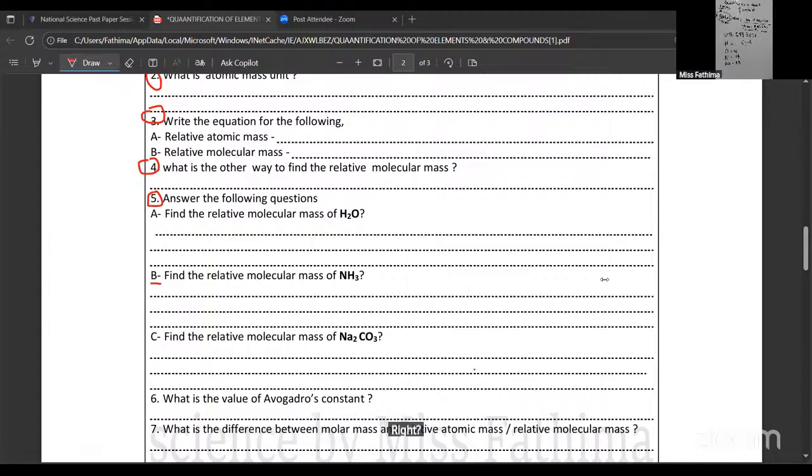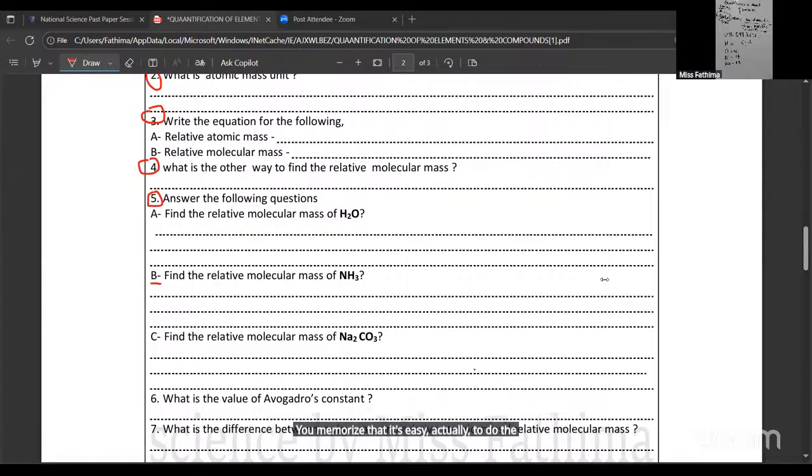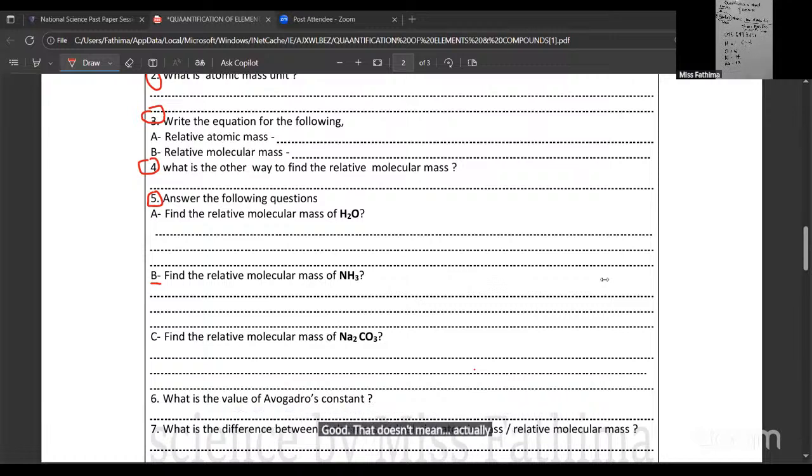If you have gone through a past paper, you can see them. Even in the MCQ, they used to give. So you don't have to worry. You memorize, and it's actually easy to do the question. But anyway, that doesn't play a major role. That doesn't actually impact. You're welcome.